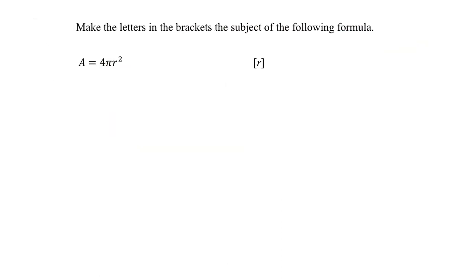Hello everyone, welcome to this example where we are required to make R the subject of the formula. So in this case here, you will then see me rewriting A. I saw that the R is here. So what do I do next? I'm going to divide by 4 pi on both sides so that you will see A divided by 4 pi equals to my R square.